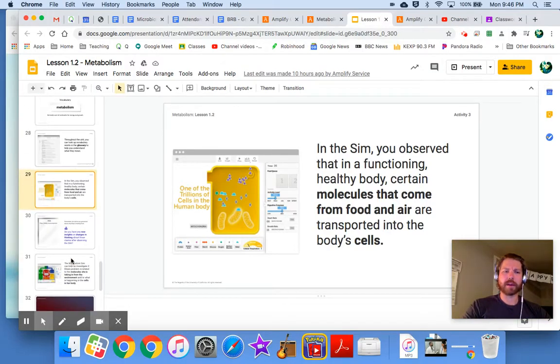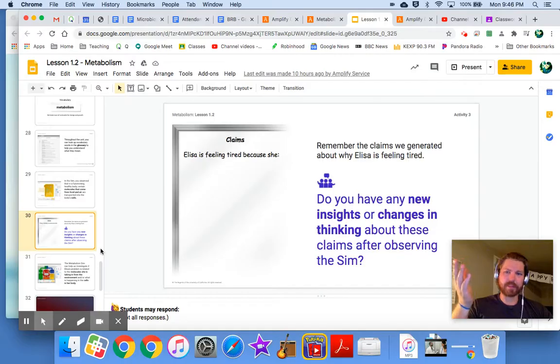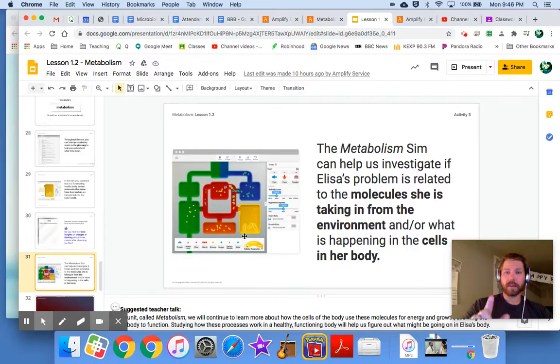So any other ideas now, thinking about Elisa, and she's tired all the time, are there any new things that we might have in mind as far as why she might be feeling tired all the time? Knowing now that cells need molecules in order to make energy, basically. Is there anything that we can think of? Like maybe it's this part of her body, maybe it's this part of her body, maybe it's this. With the metabolism simulation, we're going to be able to use it in order to identify and pinpoint what is actually going on in her body. We're going to get some information. We're going to be able to apply that information to the simulation as we go through the unit.